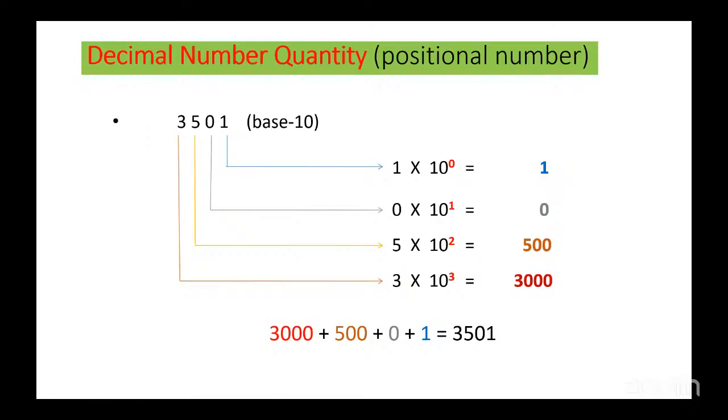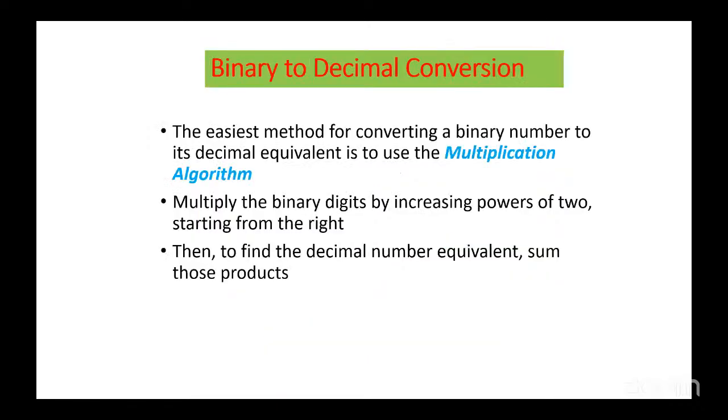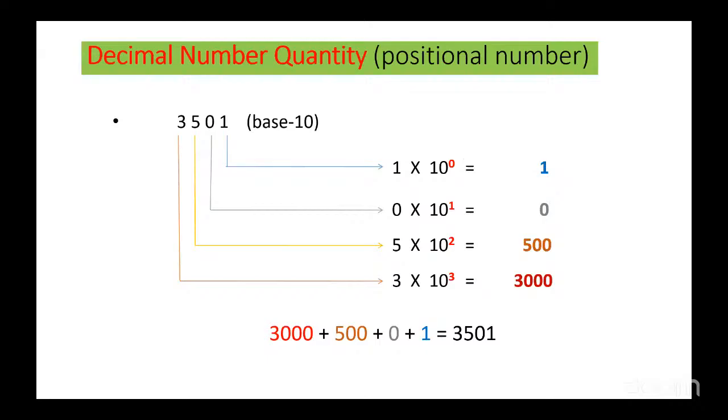So 10 power 0 is 1. Whether it is 2 power 0 or 8 power 0, any number power 0 is 1. Like that, 5 into 10 square means 5 into 100 is 500. 3 into 1000 is 3000. By adding all these, how much are you getting? 3501. This is a positional number for a decimal number system.